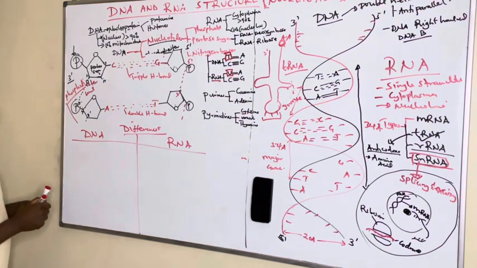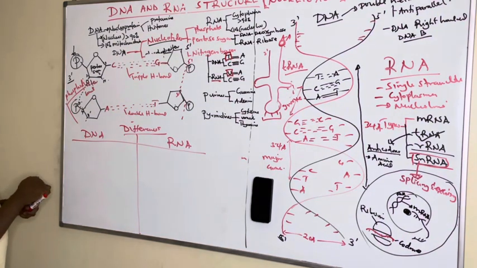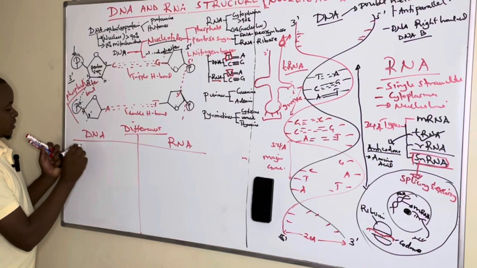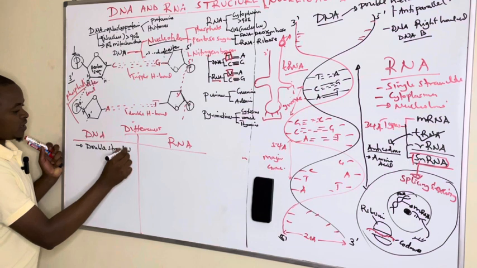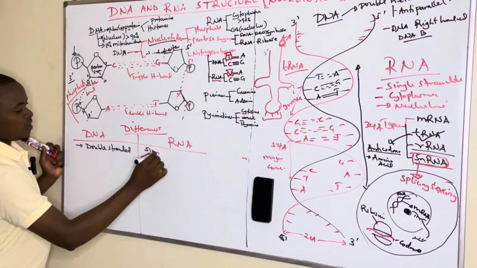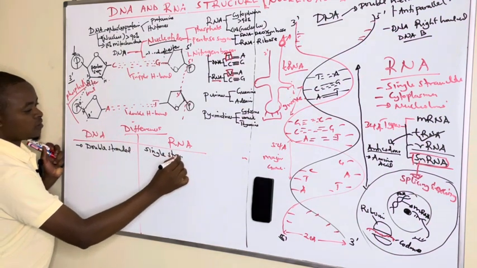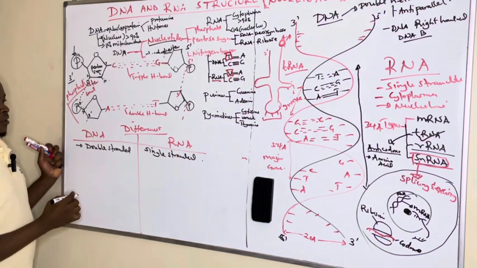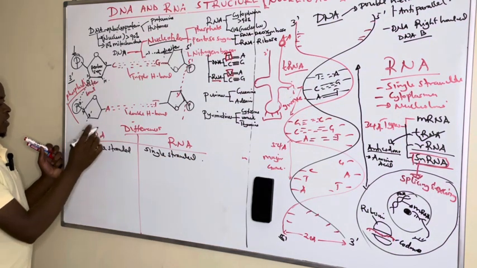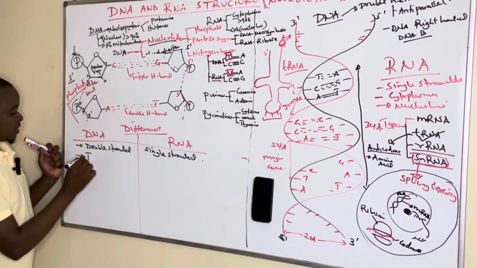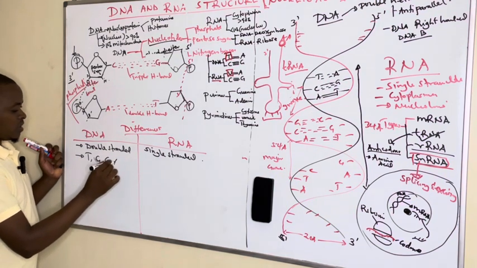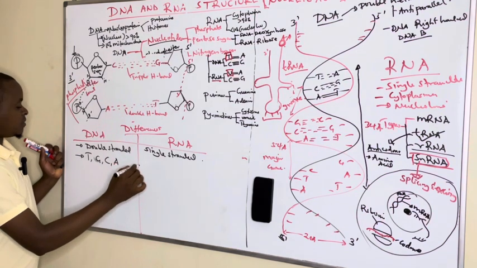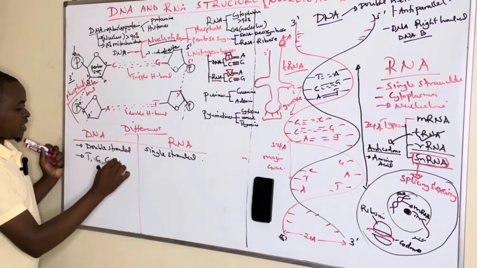We said that DNA is double-stranded. It is a double helix, whereas RNA is single-stranded. And in DNA, the nitrogen bases are thymine, guanine, cytosine, and adenine.